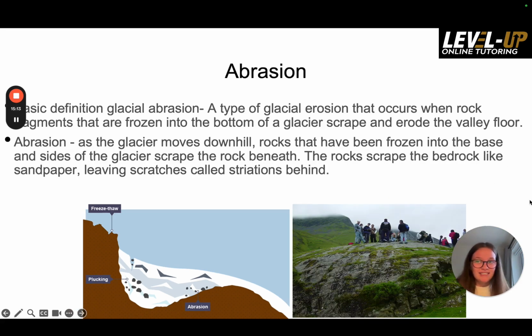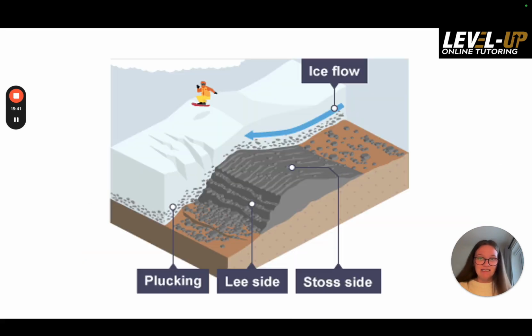Abrasion is the other side. The basic definition of glacial abrasion is a type of glacial erosion that occurs when rock fragments are frozen to the bottom of the glacier. So this is our glacier, this is our bedrock, and they scrape against the valley floor as it moves downhill. This works like sandpaper, often making it smoother, but it can also leave something called striations behind, where you can see the rocks that have been attached to the glacier literally scraping behind. I'll show you a photo of it in a second.